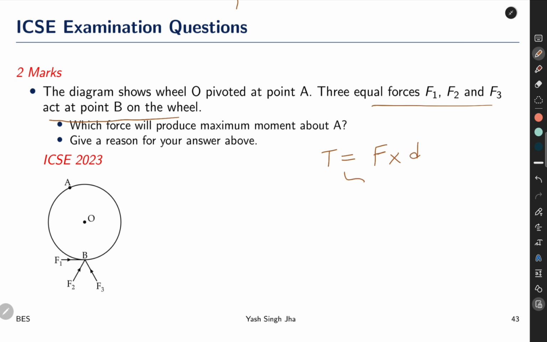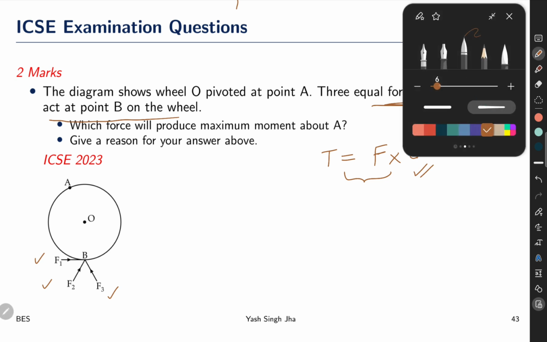Now the magnitude of force is the same. F1 is the same, F2 is the same, F3 is the same, right? They are equal forces. So what can change? The distance. Again, what is the distance? The distance between the line of action of force and the point of rotation or the axis of rotation. So what will we do?